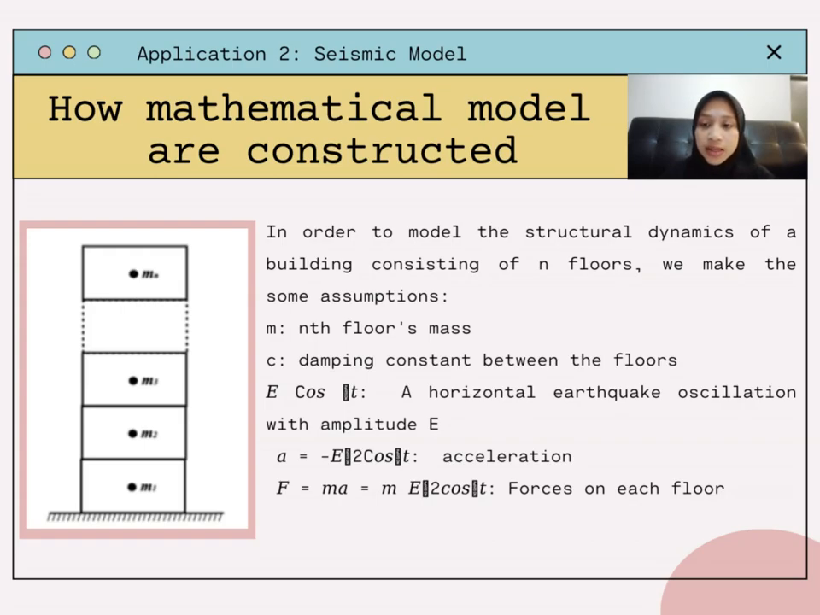A horizontal earthquake oscillation E cos omega t of the ground with amplitude E and acceleration a equal to negative E omega squared cos omega t produces a force F equal to ma equal to m E omega squared cos omega t on each floor of the building. This model can be used to analyze the phenomenon of a building during an earthquake based on Newton's law of motion.